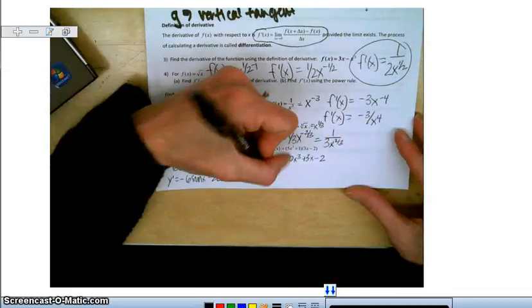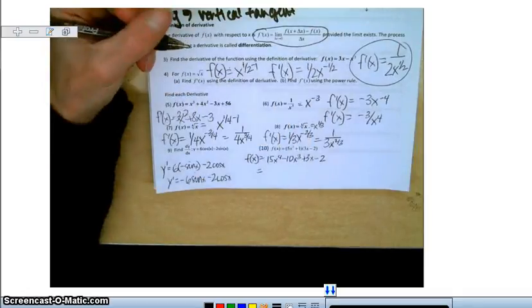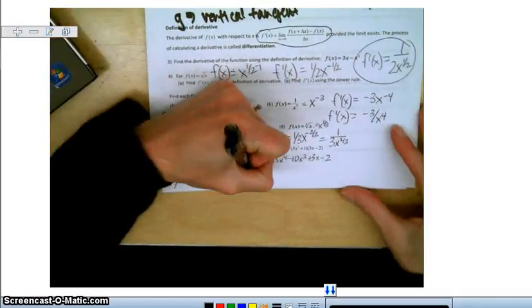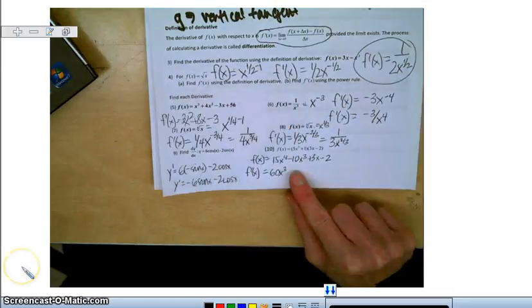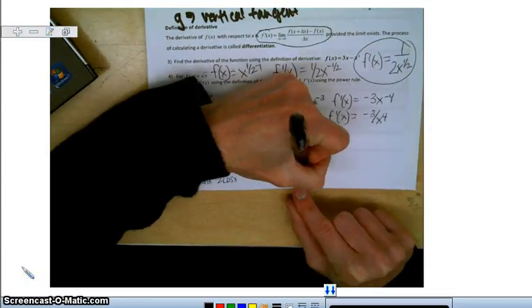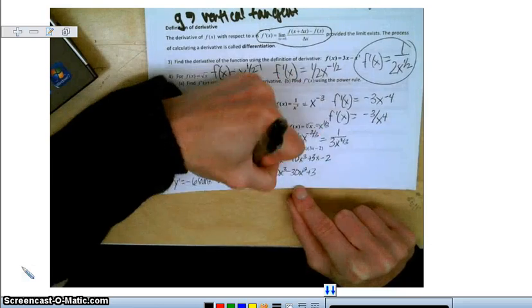All right, so then there's no like terms, so now I can just take the derivative using the power rule. So that would be 60x cubed, and then minus 30x squared, and then plus 3, and there's your derivative.